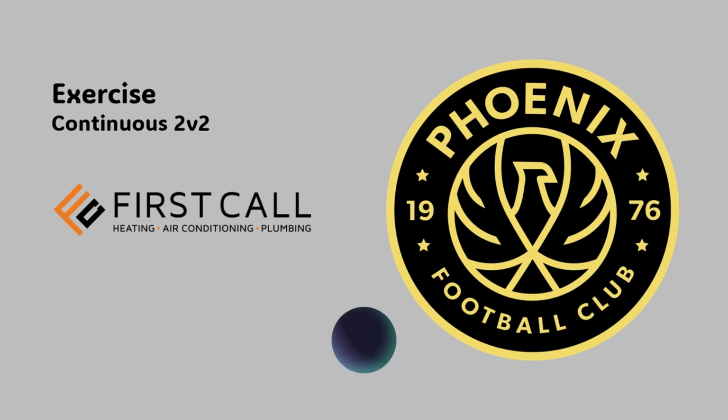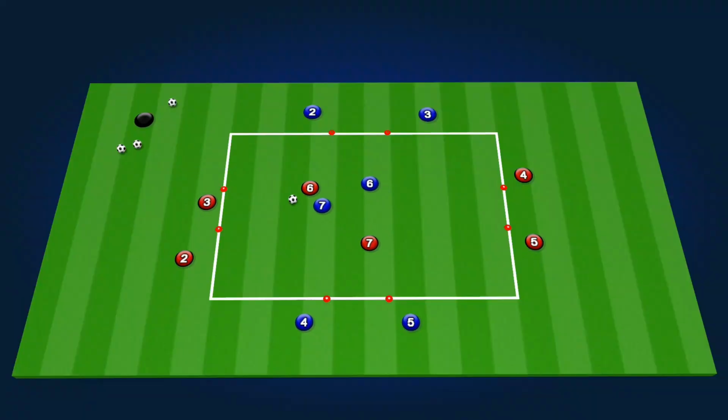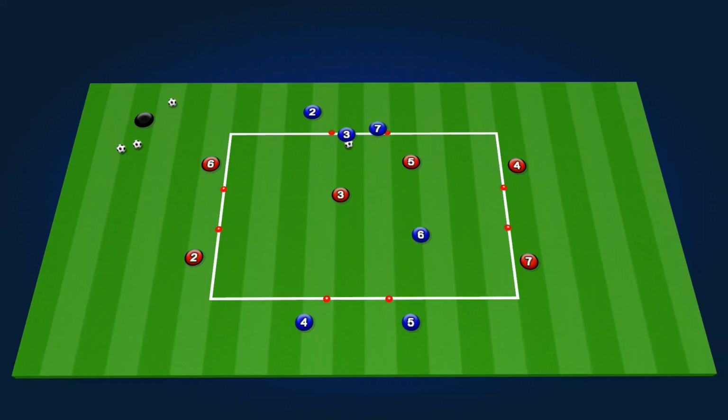Exercise 2 is a continuous 2v2. You can set up a slightly larger square, either 15 by 15 or 18 by 18 yards. Two teams compete to move the ball from one end to the other through central players. The objective is to work the ball from one end line teammate to the other using the central players. A point is awarded for every successful pass through the central gate.